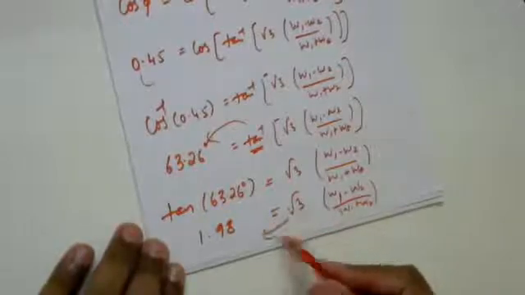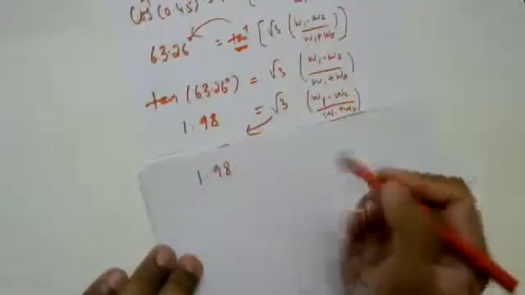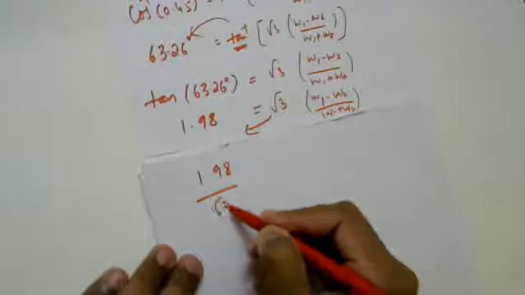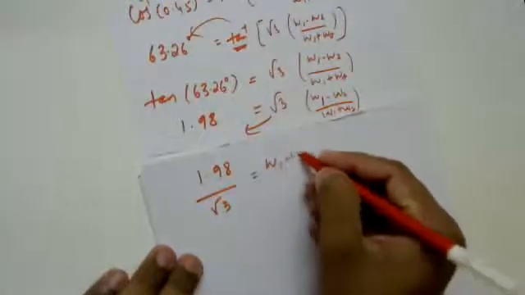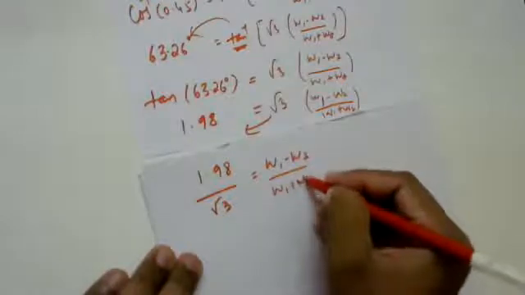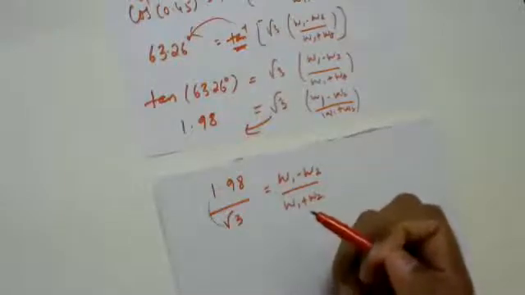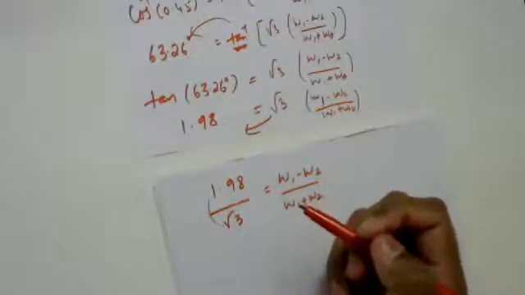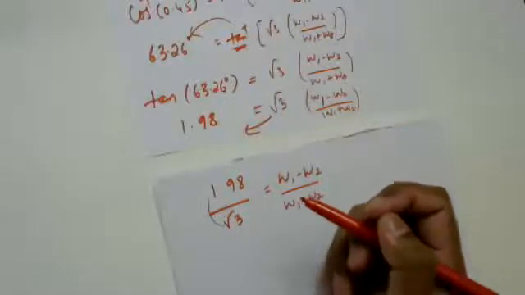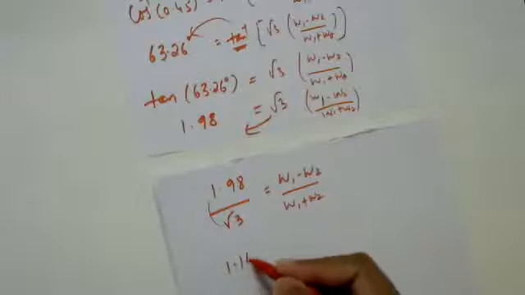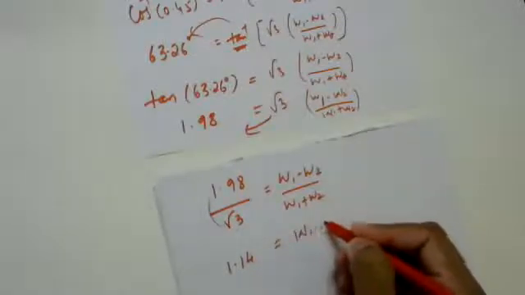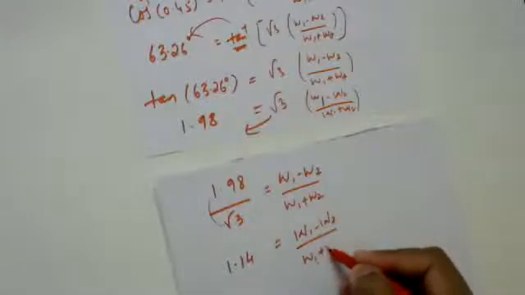So take this root 3 to the denominator. What will we be getting? We will be getting 1.98 divided by root 3 is equal to (W1 minus W2) divided by (W1 plus W2). So what is this ratio, 1.98 divided by root 3? That turns out as 1.14. So 1.14 is equal to (W1 minus W2) divided by (W1 plus W2).